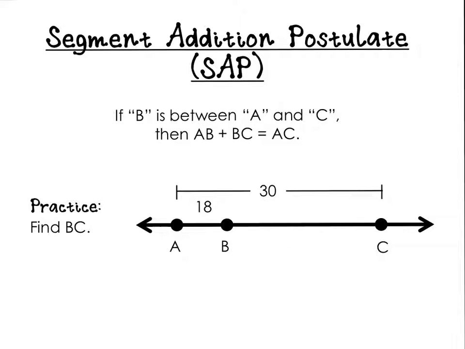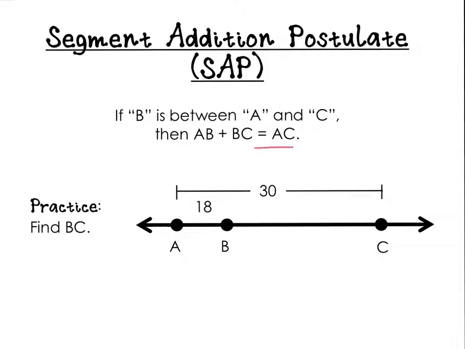Moving on to the segment addition postulate, again, these are very basic, but you really want to focus on the definition here. It says that if B is between A and C, then AB, which is this segment here, plus BC, which is that segment there, equals AC, which is this whole segment there. That seems very obvious, but a lot of times we'll forget those simple little things and make it more difficult than what it needs to be. So let's clear this up and let's find BC.